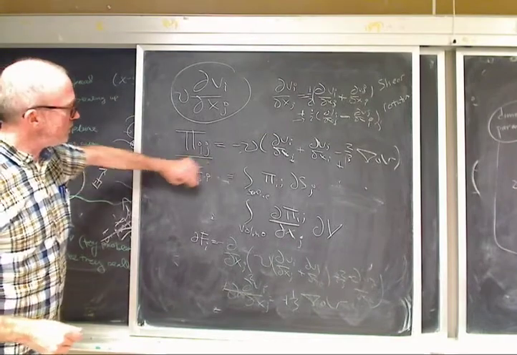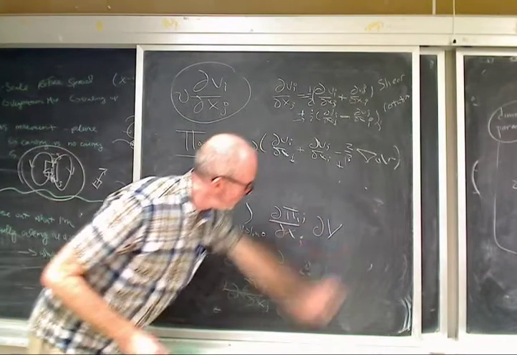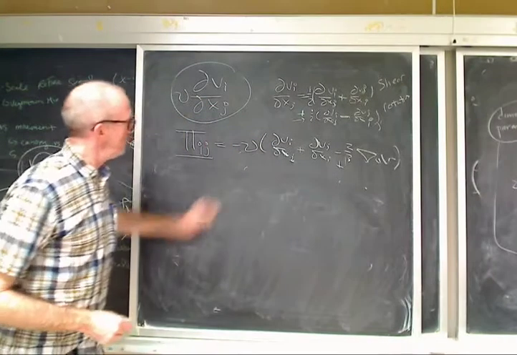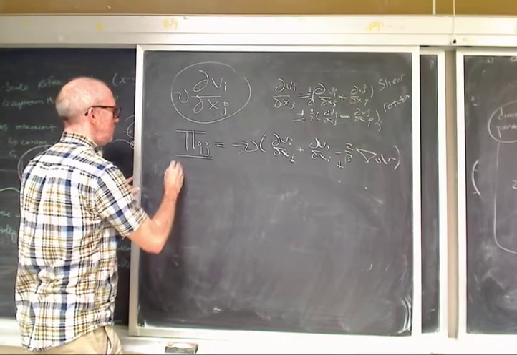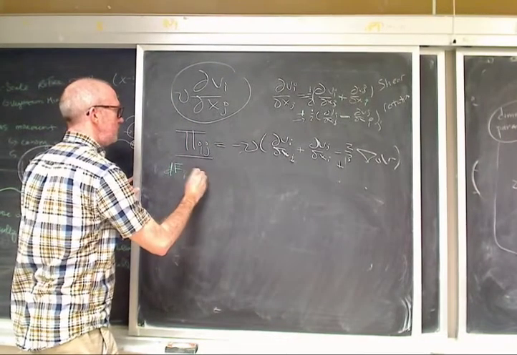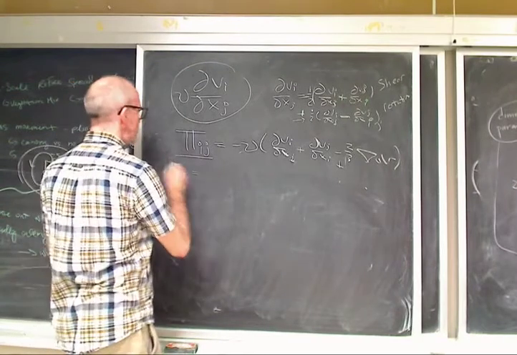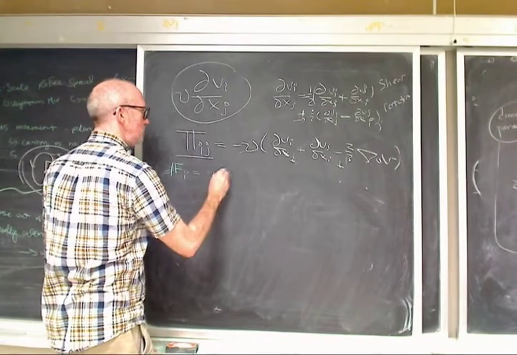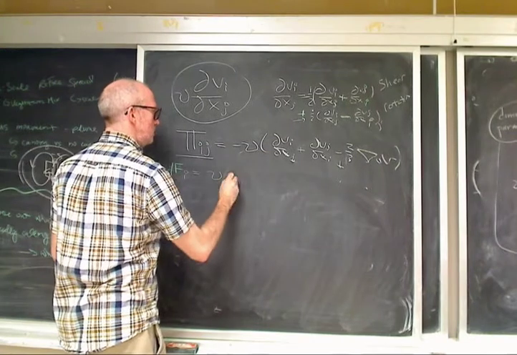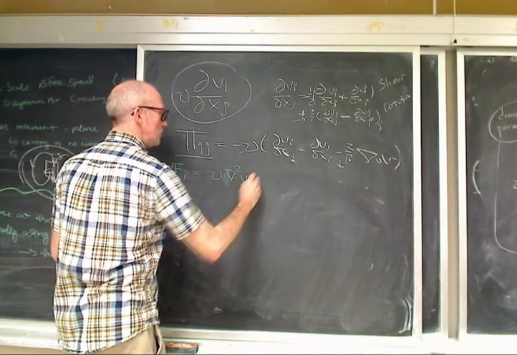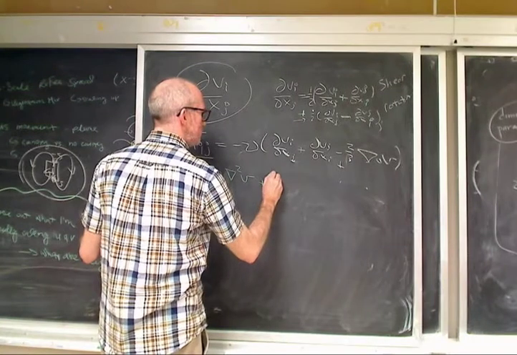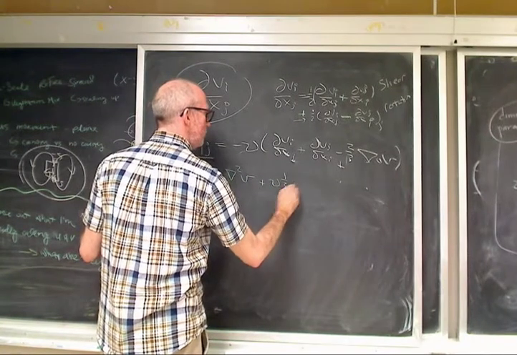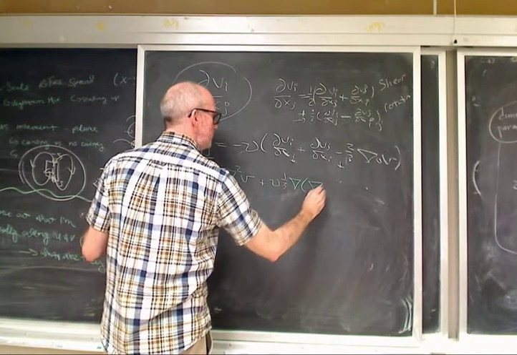Okay, so this turns into dF_i. Now we've got a volume integral of nu times del squared v plus nu times 1/3 grad div v.